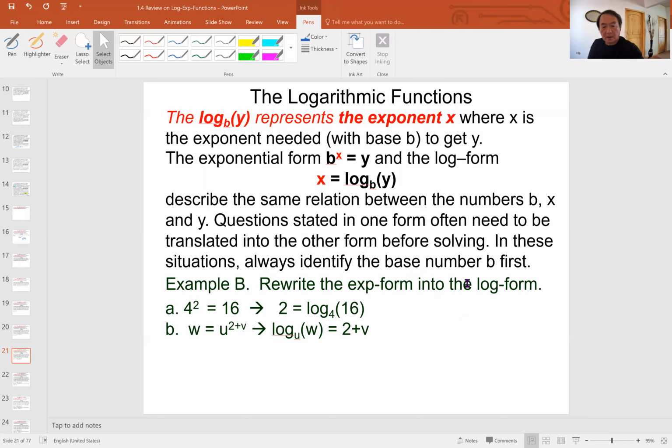And here are some statements going from the exponential form into the log form.